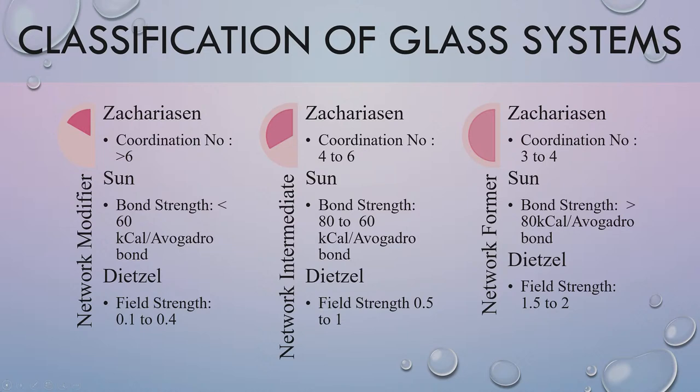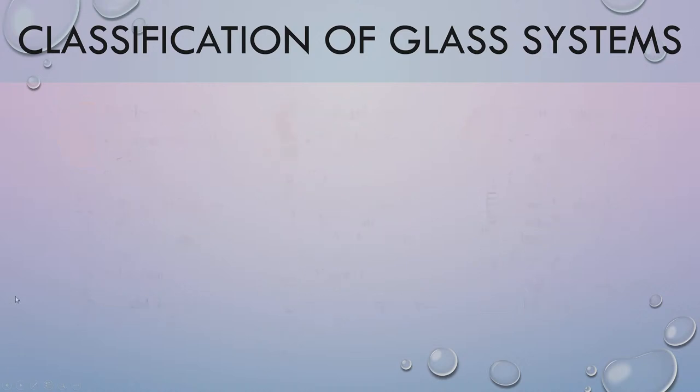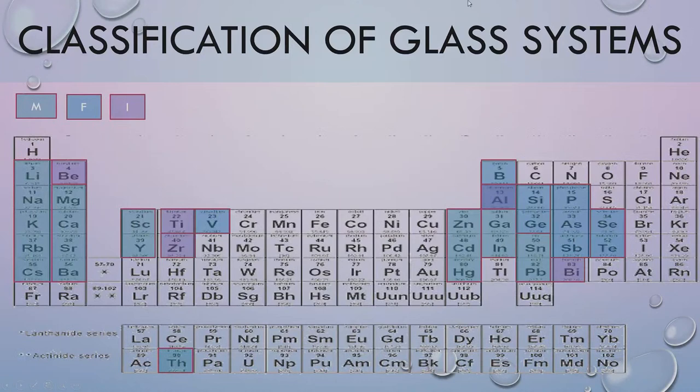Okay. So Sun classified the glass based on the bond strength, and Dietzel classified the glasses based on the field strength. If we look into the selection, it is completely based on our kitchen, which we call the periodic table here. The first group elements, if you look at this, I have given a code called M. M refers to modifiers. So the first group and second group elements of the periodic table fall under the category of modifiers.